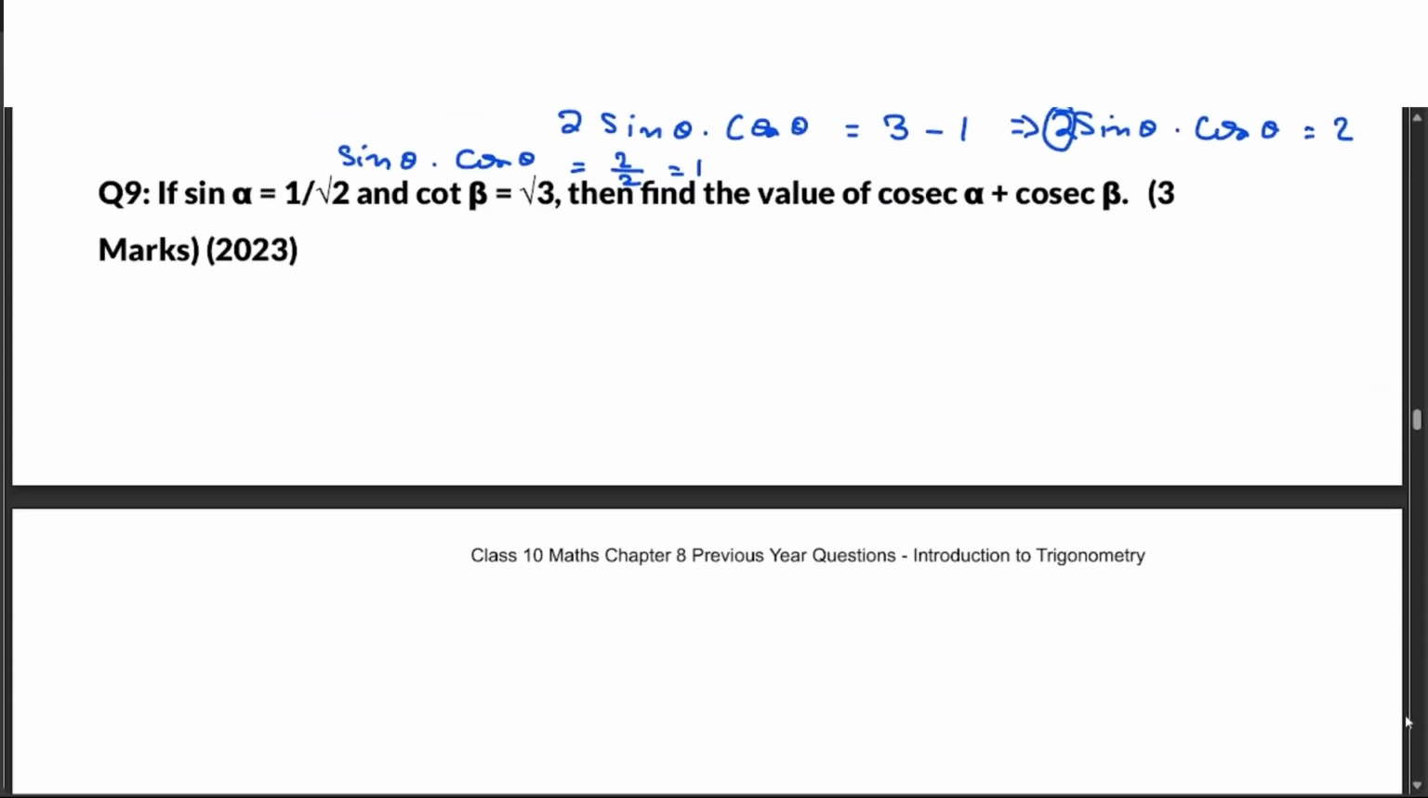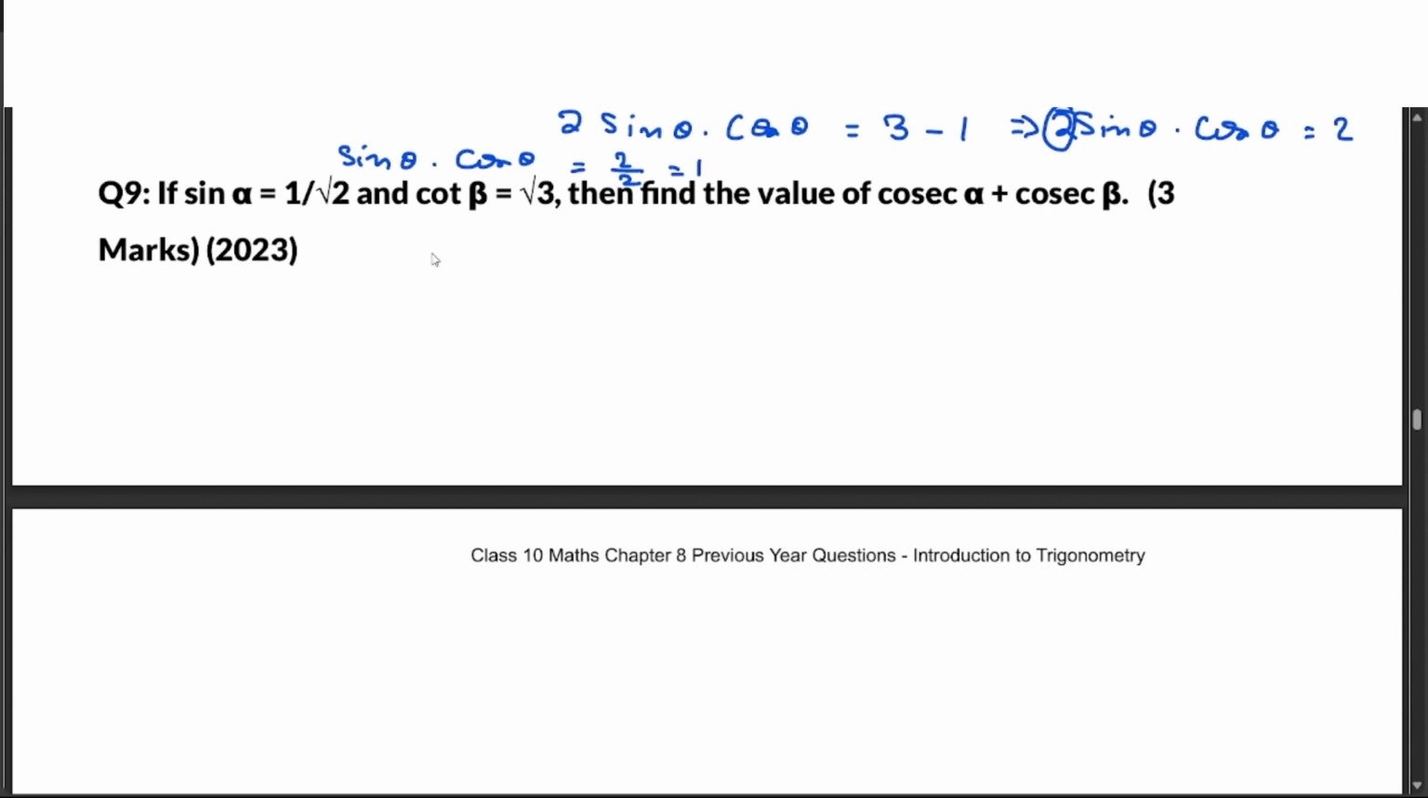Now coming to question number 9. Question number 9 is also very simple, and again it is a 3 marks one. See, this chapter is very easy and scoring. You will always get 1 question of 3 marks, or 1 question of 2 marks or 1 mark. So make sure you do not miss it. In this question it is saying sine alpha is equal to 1 over root 2 and cot beta is equal to root 3. So find the value of cosec alpha plus cosec beta. Hope you remember, in 2024 you got the same type of question in MCQ. Very simple, only in 4 lines you can solve this question.